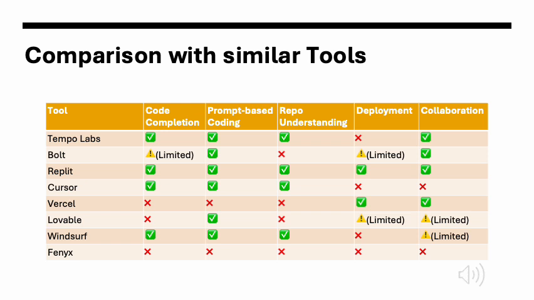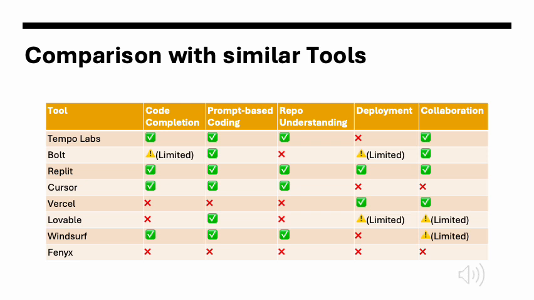Coming to prompt-based coding, all of these apps are good for that except Vercel and Phoenix. Then coming to repo understanding, Tempo Labs, Replit, Cursor, and Windsurf are the most preferable choices, as these are good at repo understanding, while others are not. And for deployment, we have mainly just Replit and Vercel.